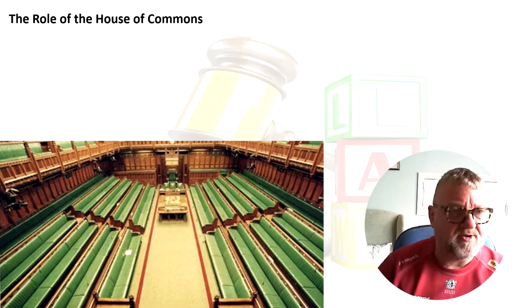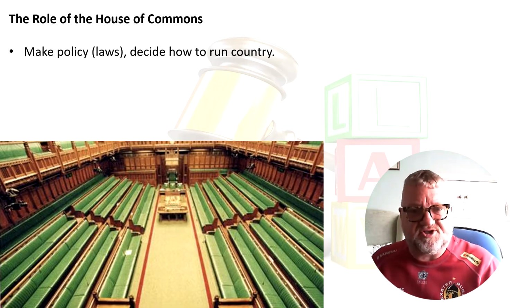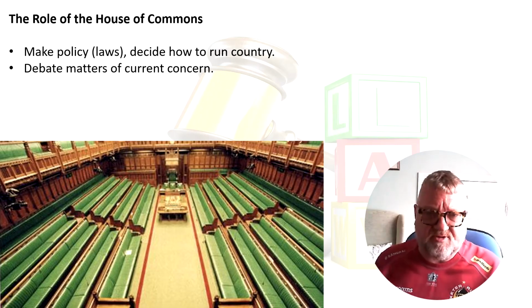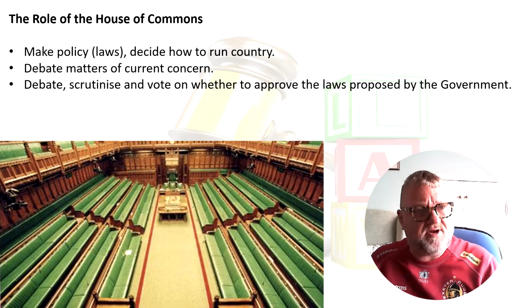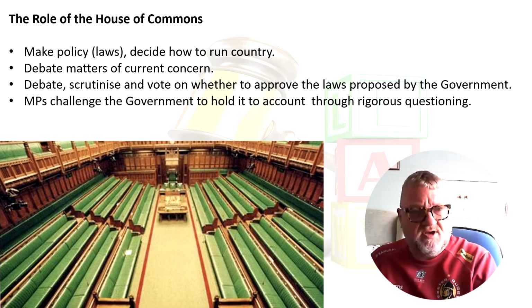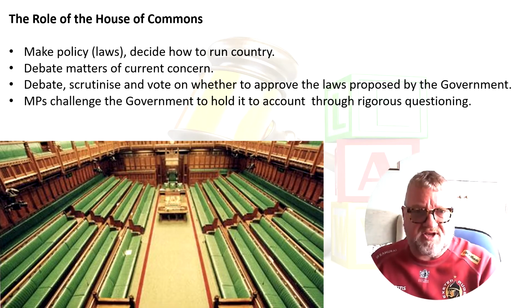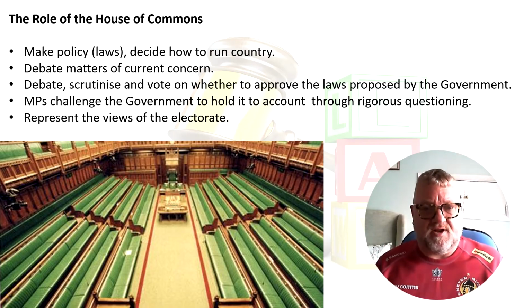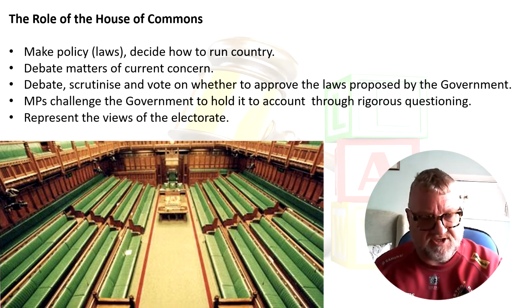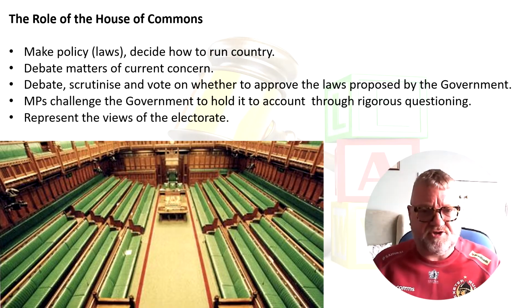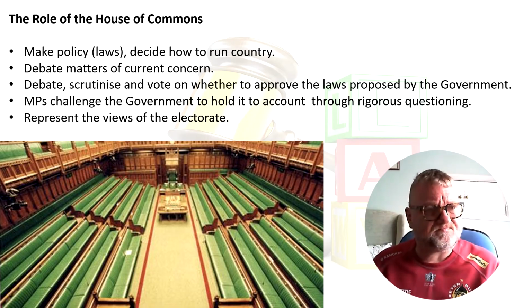So what's the role of the House of Commons? Well, it is to make policy, to make laws, to decide how to run the country. They will debate matters of general concern or current concerns. At the moment, they'll be debating stuff on Gaza, Ukraine, etc. They'll scrutinise and vote on laws proposed by the government. The opposition will challenge the government, hold it to account through rigorous questioning. And they are meant to represent the views of the electorate. So if you've elected a local MP and you don't think your MP is doing what you want them to do, you have the opportunity to vote for someone differently at the next general election. They are meant to represent your views.